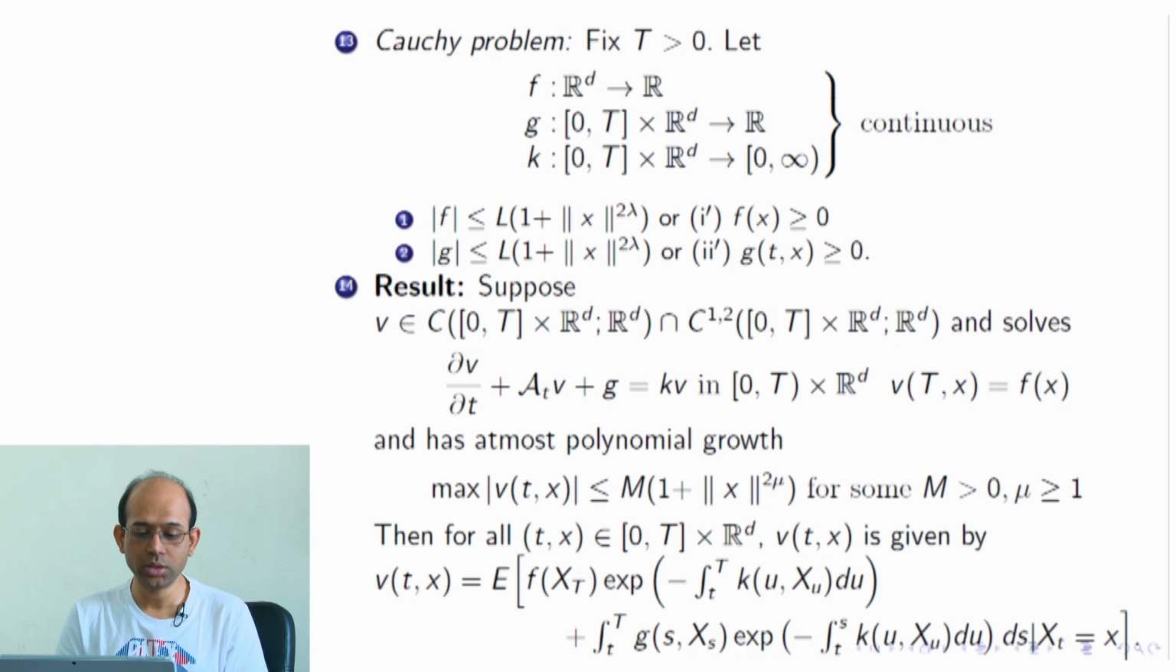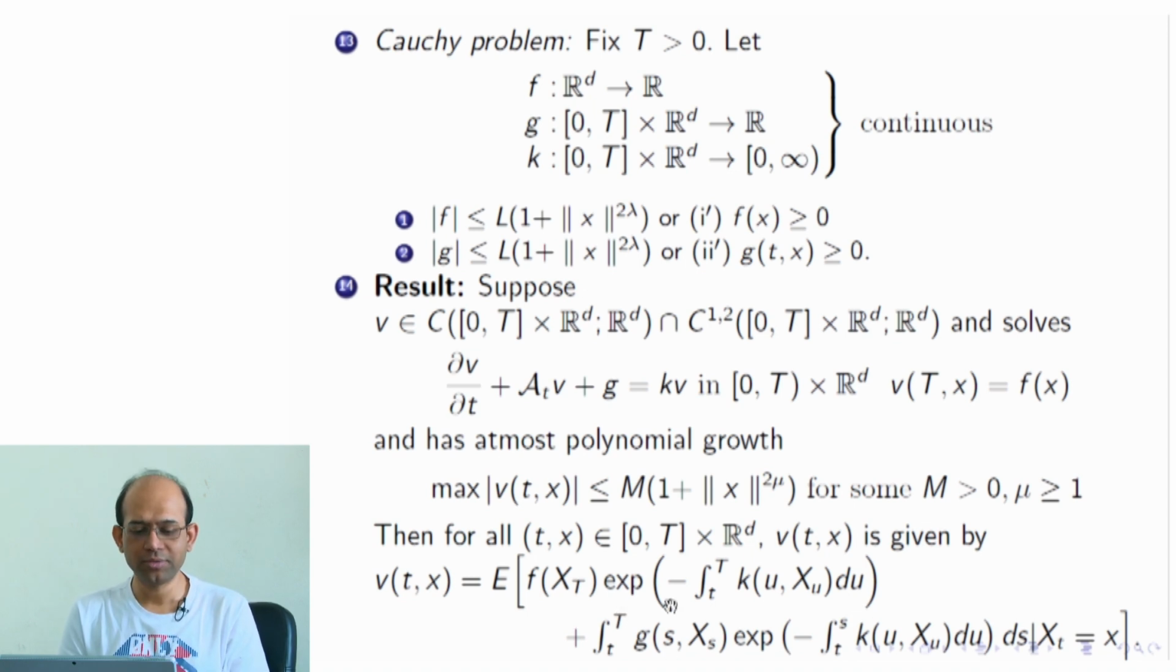v(t, x) is equal to the expectation of f(X_T) e to the power of minus the integral from t to T of k(u, X_u) du, plus the integral from t to T of g(s, X_s) times e to the power of minus the integral from t to s of k(u, X_u) du, ds, where s runs from small t to capital T, given X_t equal to small x. We are going to see its proof in the next lecture.